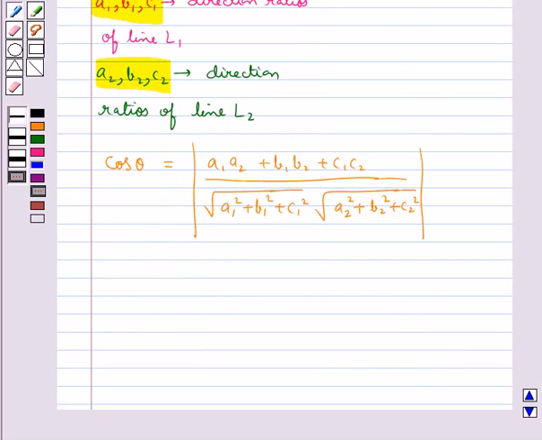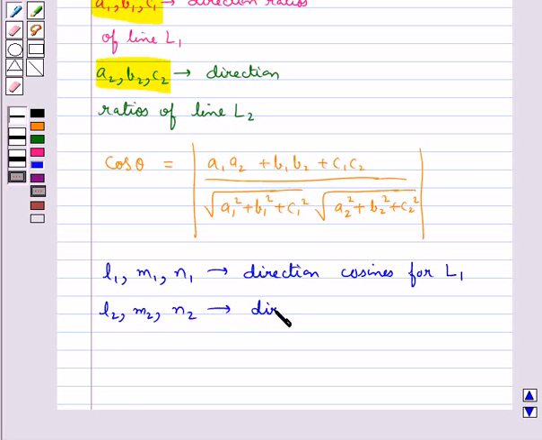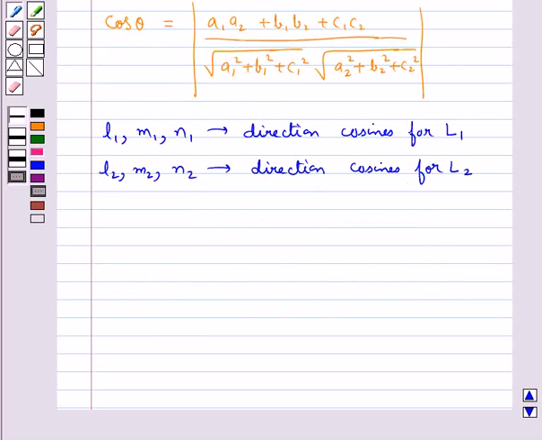If instead of direction ratios for the lines L1 and L2 we are given the direction cosines, that is, L1, M1, N1 are direction cosines for the line L1 and L2, M2, N2 are direction cosines for the line L2, and theta is the acute angle between the lines L1 and L2, then we have cos theta is equal to modulus of L1 L2 plus M1 M2 plus N1 N2.